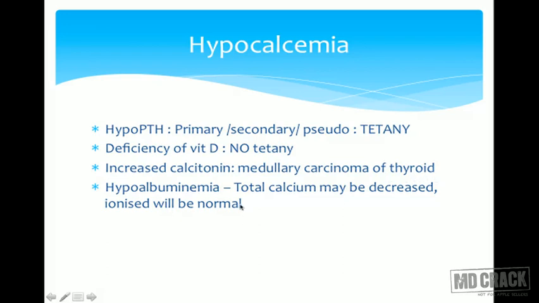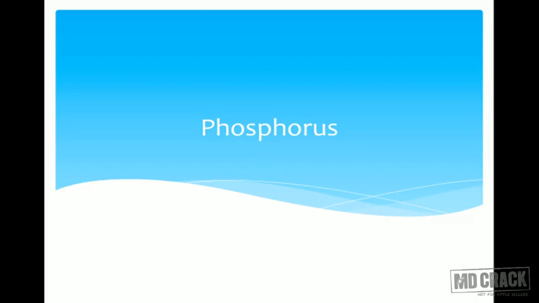In hypoalbuminemia, the total calcium levels will be low, but the ionized calcium will be normal, and tetany is not there. What is tetany? There is increased carpopedal spasm, Chvostek's sign, Trousseau's sign, etc. All this is taught in physiology. So with this we come to the end of our discussion on calcium and vitamin D.